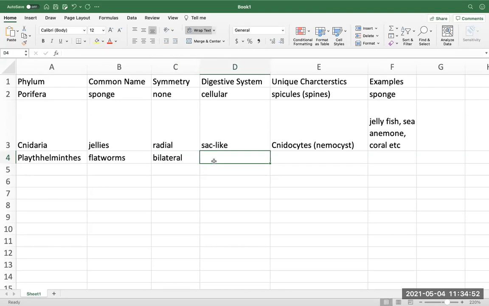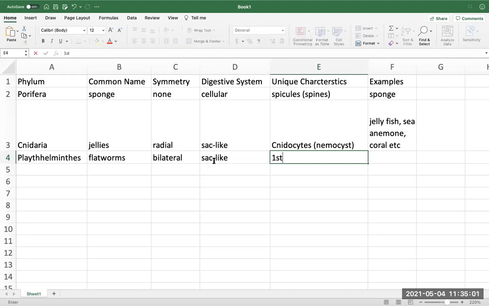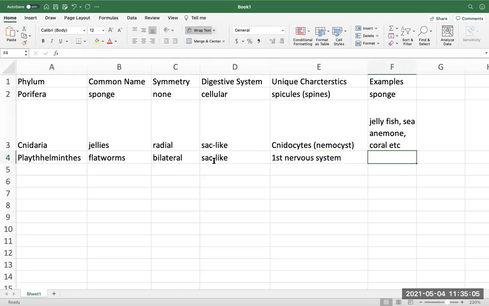And digestive system is sac-like. You already saw that. And then unique characteristic, I'm going to say first nervous system. And then some examples would be planaria, flukes, and tapeworm.